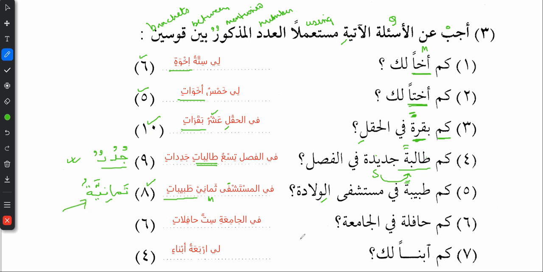So now comes hafilatan fil jamia. Fil jamiati. Now what is your madud? Hafilat. Hafila, hafilat. We have a feminine madud. So the number will be male. Sittu hafilat. And this is number 6.